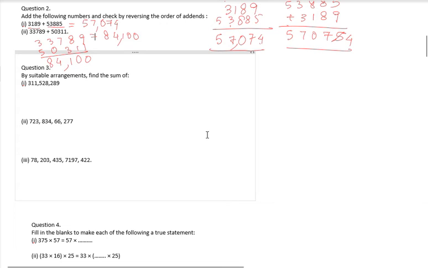Now question number 3: make suitable arrangements to find the sum. Now the hint here is, we have to try and get a number which ends with 0 or 10 or 100. That will make things very easy. So if you carefully notice 1, 8 and 9, which of these two can be taken together to get 0 at the end? That is obviously the first and the last number.